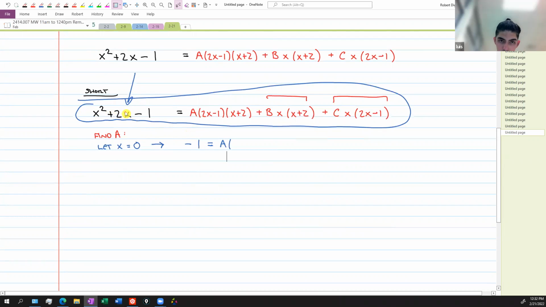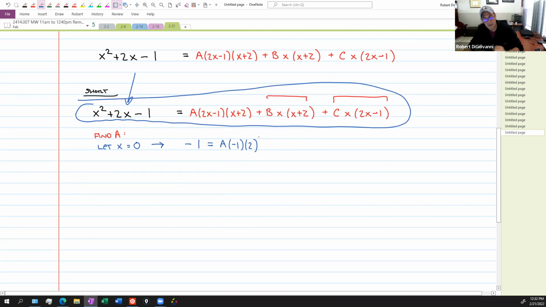So I'm replacing x with 0, I get -1. If I plug 0 in here, 2 times 0 is 0. If I take away 1, I get -1. And then 0 plus 2 is 2. And then the rest of these are gone, aren't they? Because I'll get 0 plus 0, so there's nothing left there. And if we simplify this, we get -1 equals -2a, which means that a has to be a half. Divide both sides by -2. You understand?